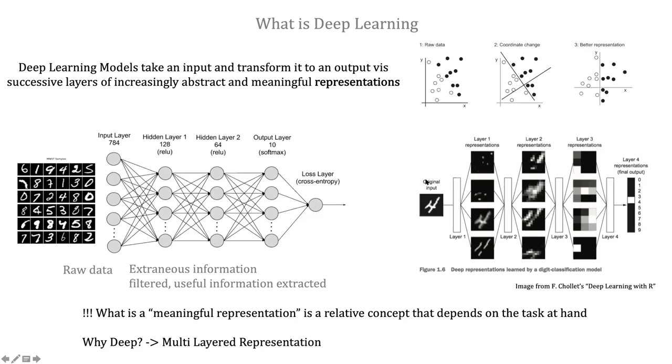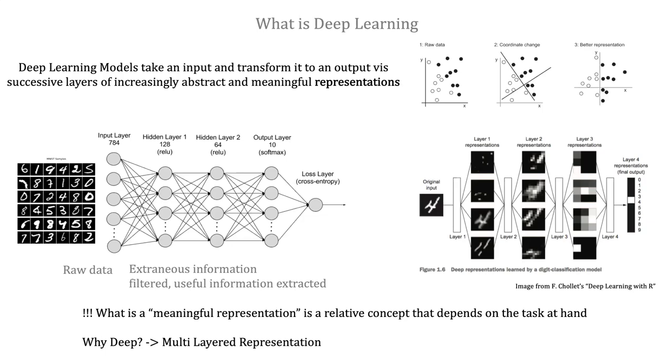Okay, what would be extraneous information in this case? For example, if the digit is slightly rotated, or because of noise there are some pixels that light up in the periphery of this image, this could be extraneous information. So the model should learn in these successive layers of representation to get rid of that extraneous, useless information and pick up the most salient features that are useful for the task.